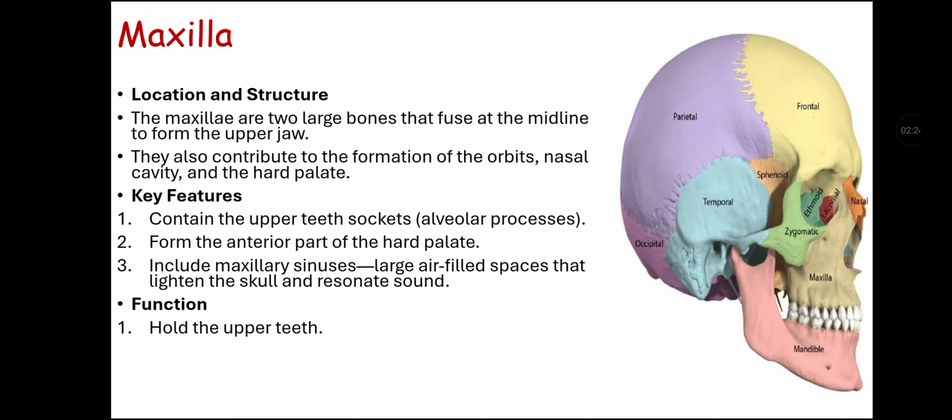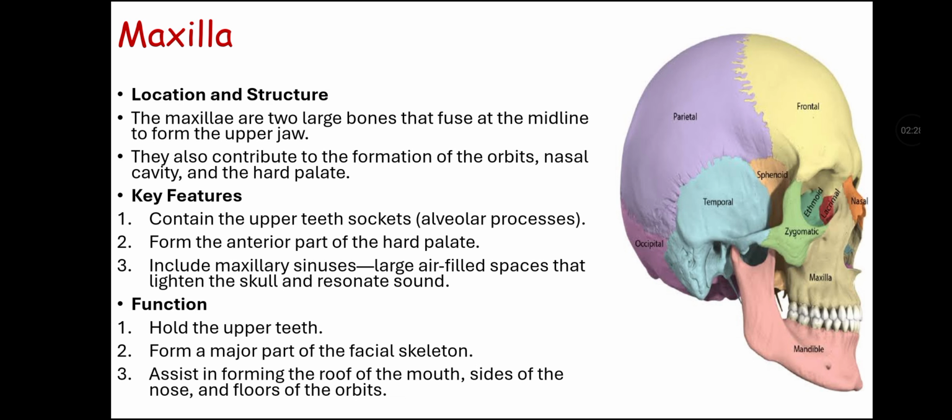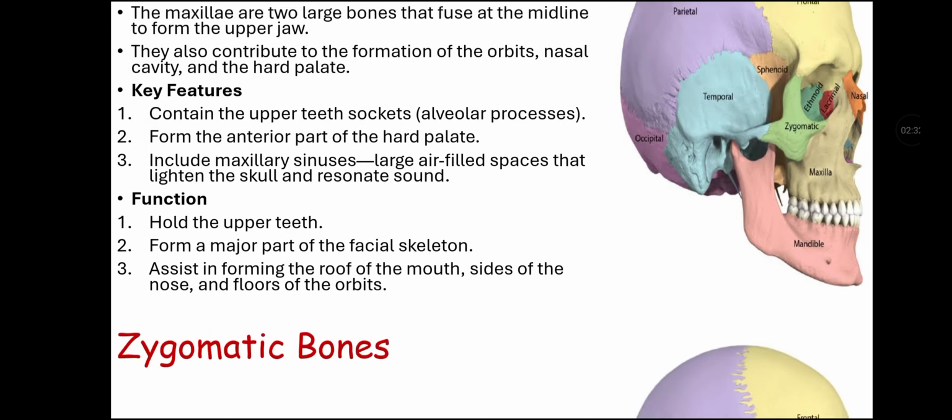Functions of the maxilla. They hold the upper teeth. They form a major part of the facial skeleton. They assist in forming the roof of the mouth, sides of the nose, and floors of the orbit.